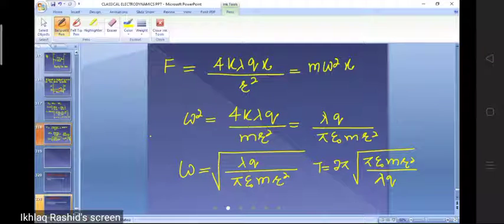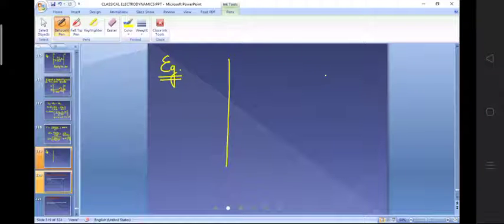Okay? I will keep a homework for you. Let me keep a homework for you. The example is like this: suppose here we have one wire with a charge density, and here another wire. Okay?